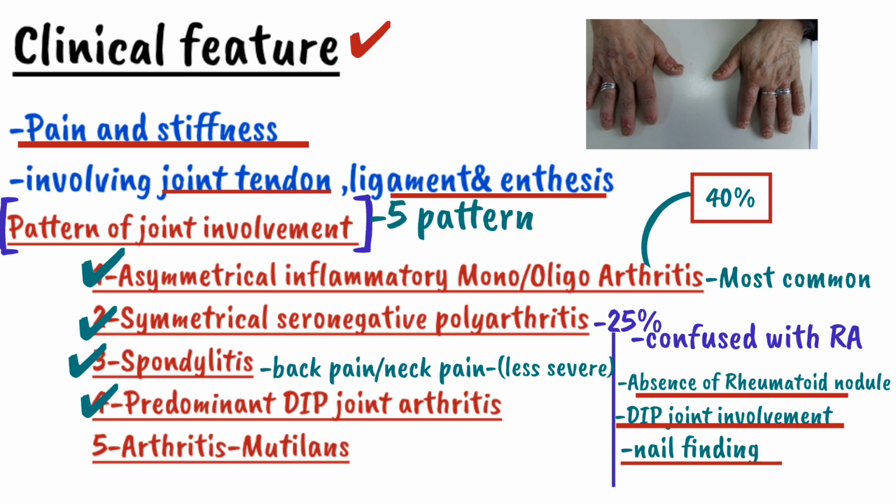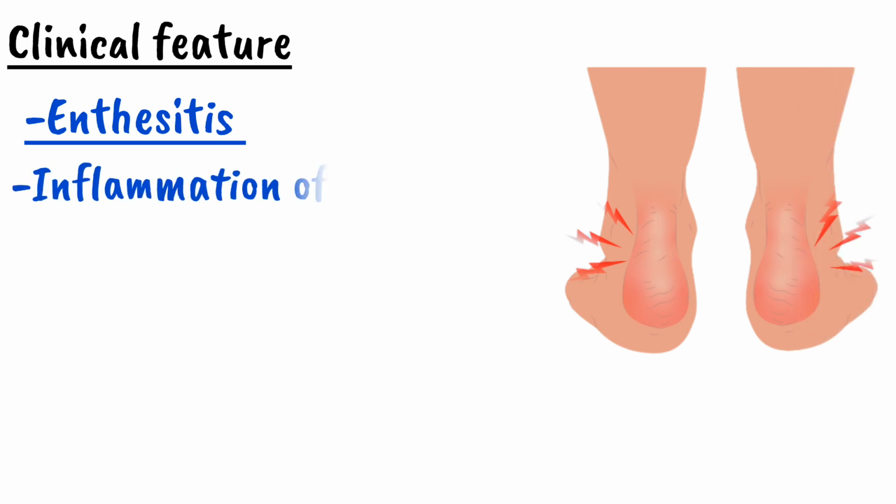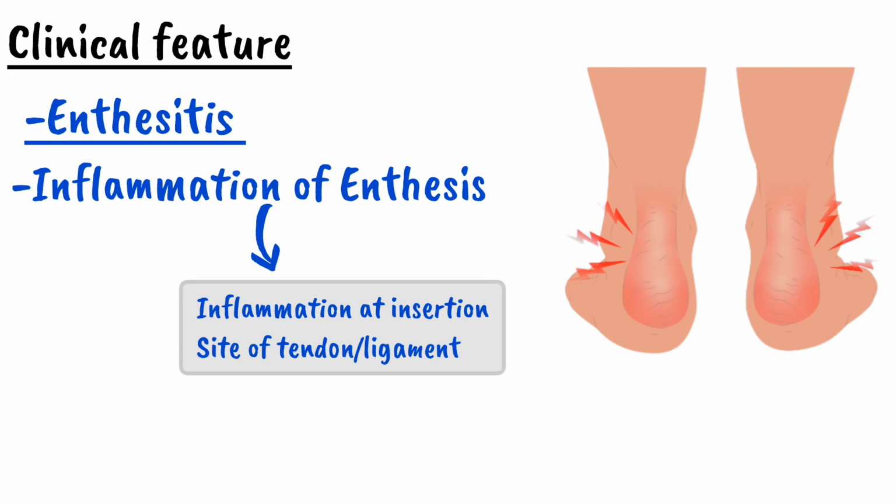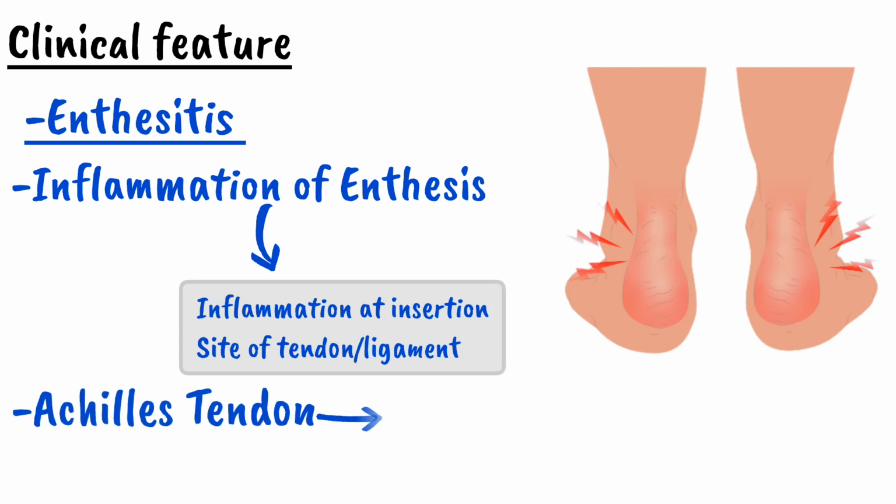The fifth one is arthritis mutilans. It is the most severe form of psoriatic arthritis. It occurs in about 5% of patients, and there will be hand deformity. The hand deformity includes widespread destruction of the interphalangeal joints, which leads to shortening of the digits. Apart from arthritis, psoriatic arthritis can cause enthesitis, which is inflammation of the enthesis, the insertion site of a tendon and ligament. It predominantly affects the Achilles tendon, leading to heel pain.